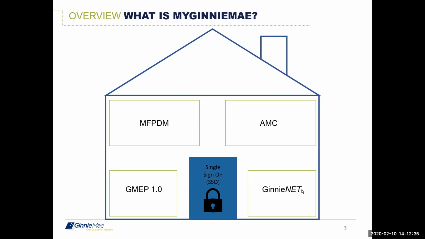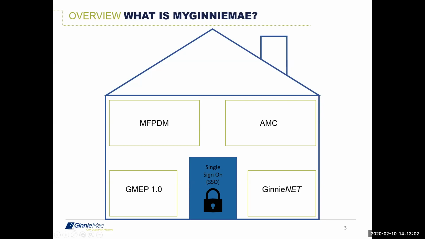Now, if you're not supposed to be in that room, for example, if you are not an administrator with your organization, those rooms will not be available to you once you walk through the front door. So you won't see the Access Management Console, known as AMC. Okay, and that is how MyGinnieMae works, and that is what MyGinnieMae is. We're not removing your access to any legacy systems. We're just sending you through a different front door to get there.